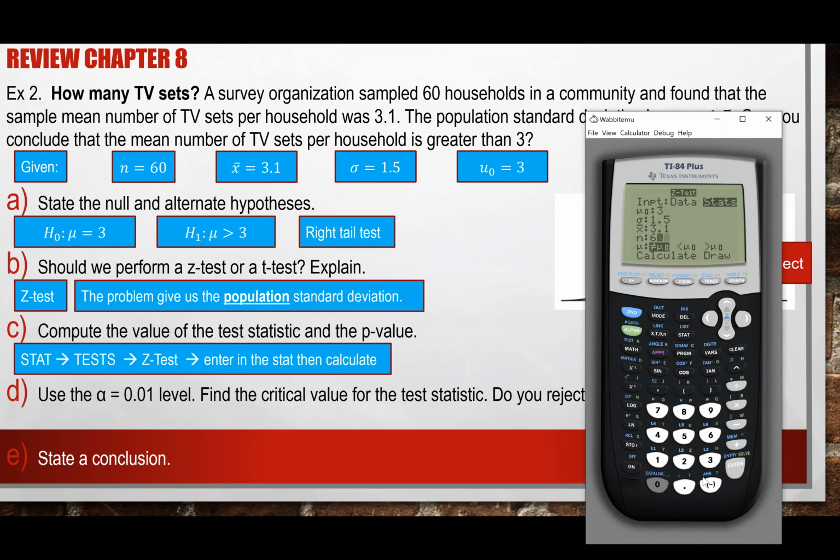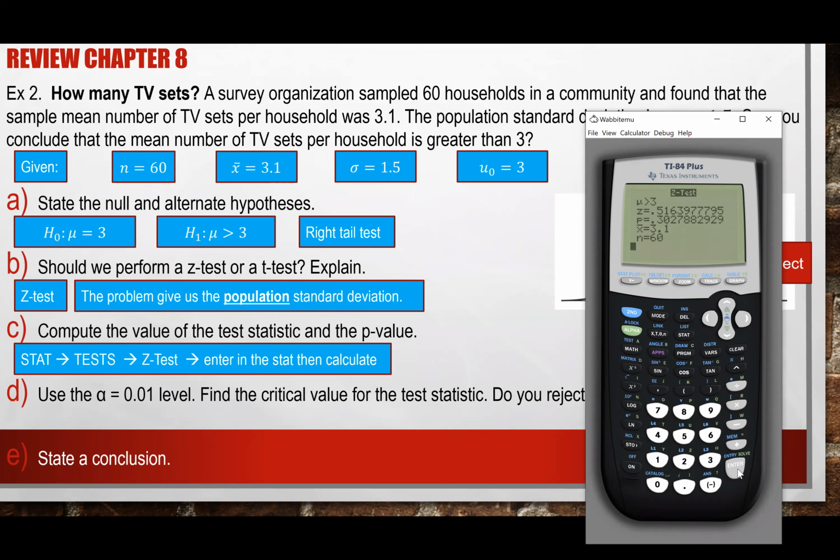And this is the most important thing, ladies and gentlemen: make sure you choose the right tail. The blinking item is the left tail and the right tail is this item. Whatever your symbol is, mu greater than 3, that is the symbol you want. Don't worry about your mu sub 0, that just tells you the specific number. Whatever inequality you have in your alternative is the inequality you want to choose.